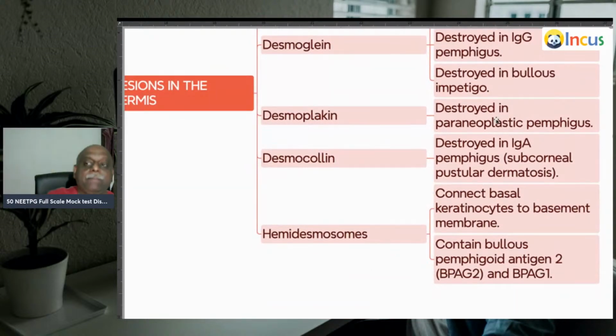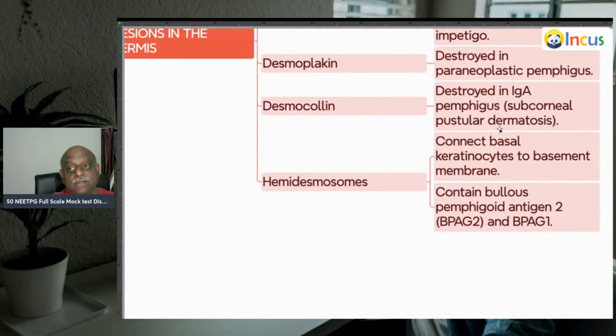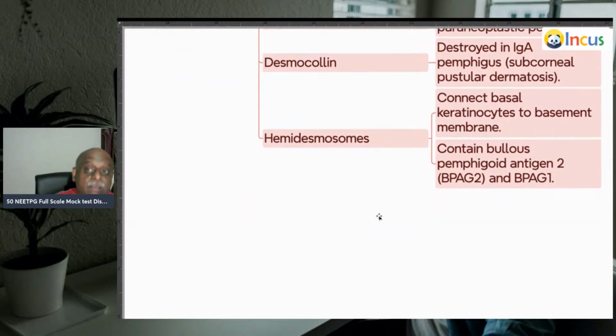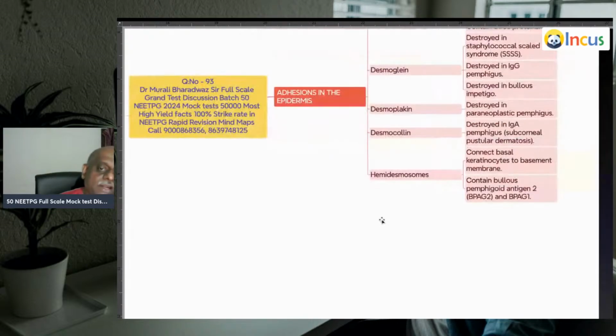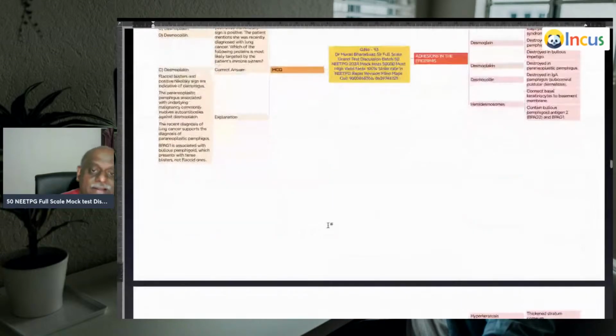Desmoplakin is destroyed in paraneoplastic pemphigus. Desmocollin is destroyed in IgA pemphigus, also called subcorneal pustular dermatosis. Then hemidesmosomes connect the basal keratinocytes with the basement membrane, and typically they are affected in bullous pemphigoid. Antigen 2 is what you need to basically remember.